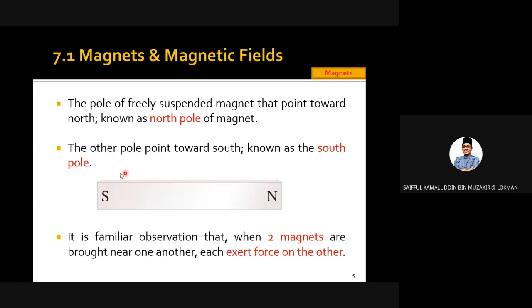A bar magnet generally looks like this. One of its ends is known as the south pole and the other end is known as the north pole. It is a familiar observation that when two magnets are brought near one another, each exerts a force on the other.